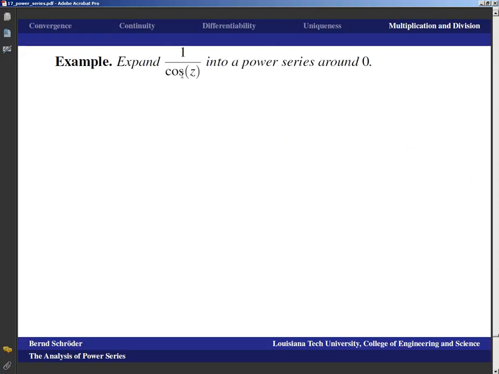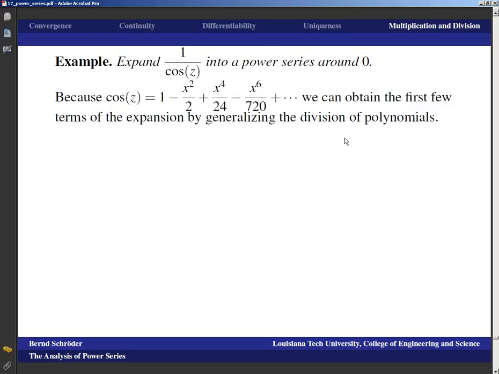If I want to expand 1 over cosine z into a power series around 0, that's where I would have to divide. And because the cosine of z is 1 minus z squared over 2 plus z to the 4th over 24, which is the 4 factorial. And if you look at z to the 6th over 6 factorial, well, 5 times 24 is 120. Multiply that by 6, you get the 720.